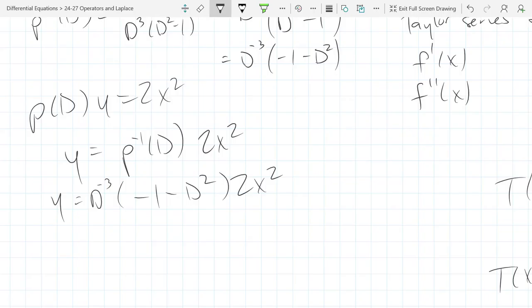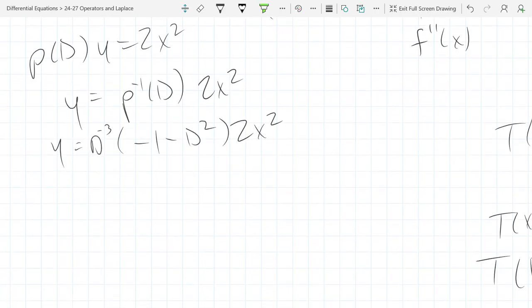Now, somewhere along the way, I think we showed that the regular operators commute. I think that would mean the inverse operators commute as well. But just to be safe, let's not just switch the two around. So you could probably apply these two operators now. The first one's pretty easy to apply. And then you just anti-differentiate twice, three times. And that'll be your y.